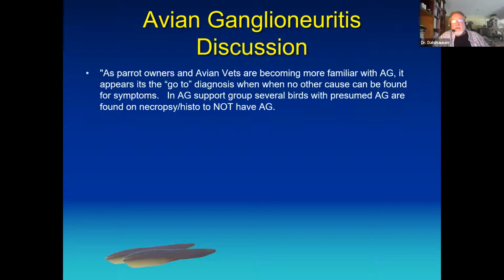So when we say a necropsy showed they did not have avian ganglioneuritis, I really have to question it. If you don't do a very complete necropsy with serial sections through the central nervous system and all these other tissues, you cannot rule avian ganglioneuritis out because it can be very focal in nature.